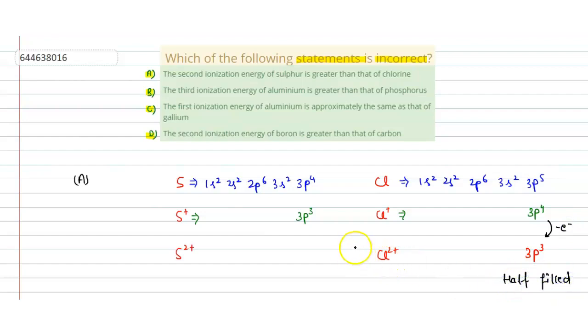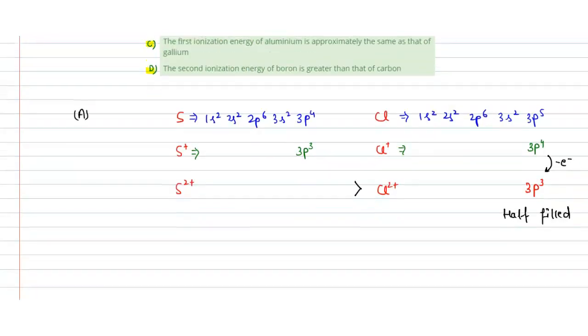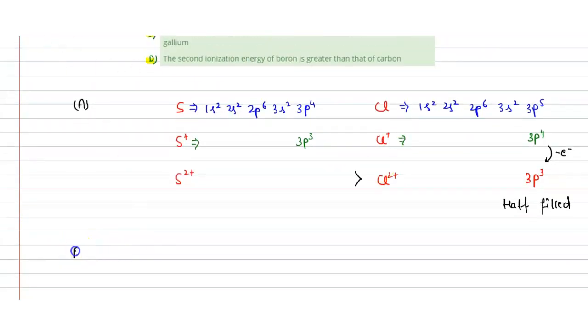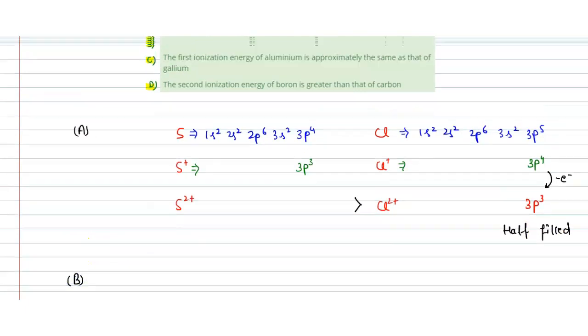So this will have less energy, and that means sulfur has more energy. Yes, as I said, the second is the correct statement. Now we are finding the incorrect statement, so we check the B option as well. So what is the B option?